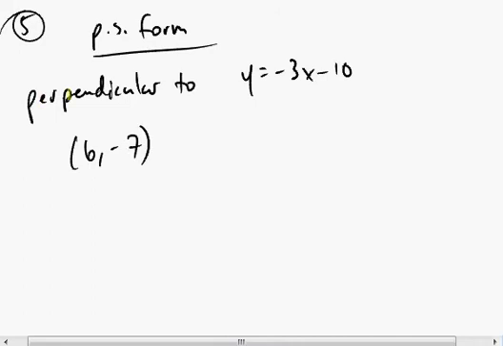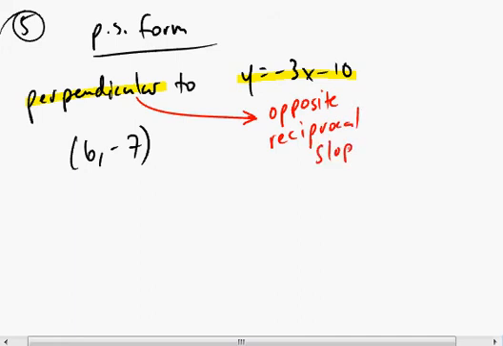There's 2 lines here. There's our line we're trying to write the equation for, and there's this other line that ours is perpendicular to, right? Perpendicular means our line has the opposite reciprocal slope of this line, right? So the slope of this other line that I have highlighted yellow is -3, right?